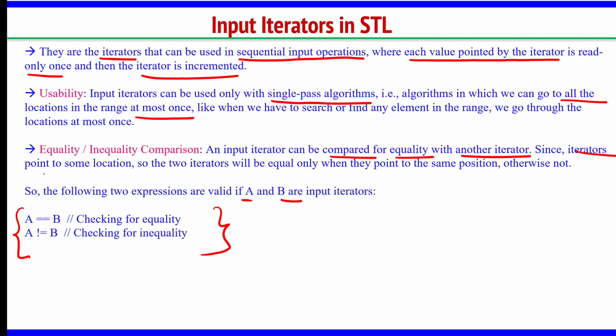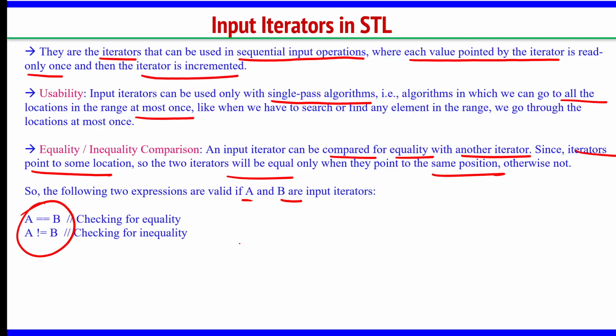Since iterators point to some locations, they can be equal only if they point to the same position, because they are pointing to the locations, the addresses of those variables. That is why you can check whether they are pointing to the same location or not. Iterators can be checked like this. Generally you cannot do that with pointers.